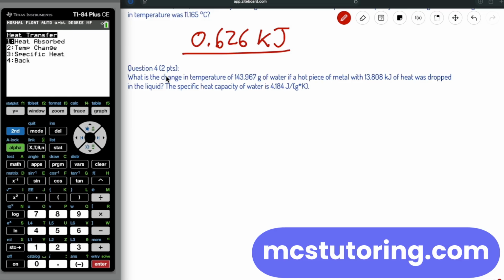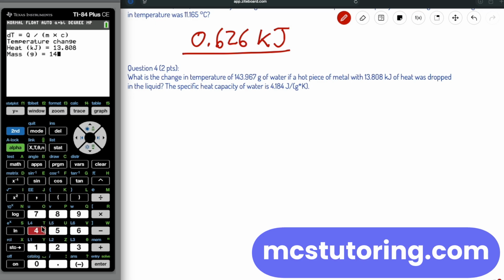Again, we want to find out the change in temperature. So that's going to be temperature change from this heat transfer menu, which gives you the formula, by the way: dT equals Q over M times C. What is the heat in kilojoules? It looks like it's 13.808, so I'm going to type in 13.808. And then what is the mass? It looks like it's 143.967.